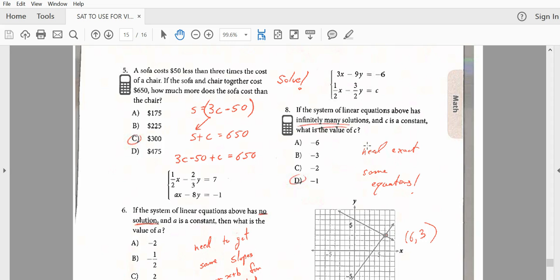So maybe what I would do is clear out these denominators here. If I multiply them both by 2, I can see a way to get these to be exactly the same value in both. Again, it's just setting them equal, solving for C, substituting. We want them to be the exact same equation.